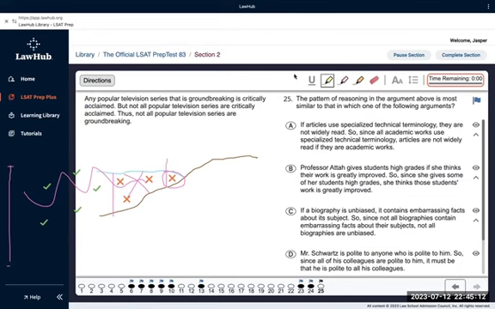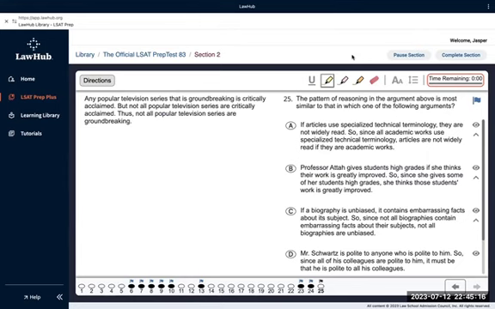And last question. Okay. So we have a pattern of reasoning argument, but it doesn't say it's flawed or questionable. So it looks like we're just figuring out structure here. We're not worried about a flaw. Okay. Any popular television series that is groundbreaking is critically acclaimed, but not all popular television series are critically acclaimed. Thus, not all popular television series are groundbreaking.